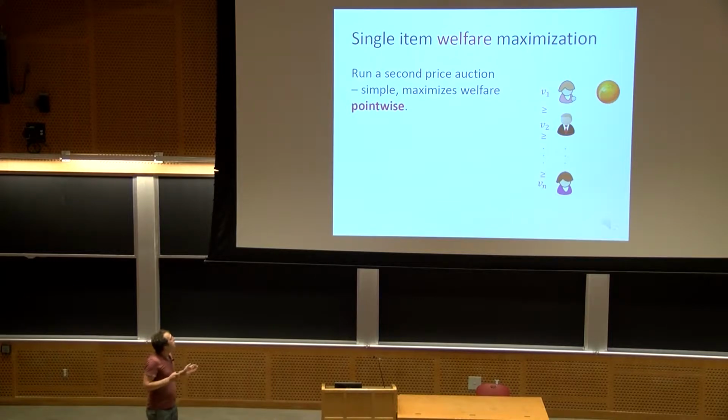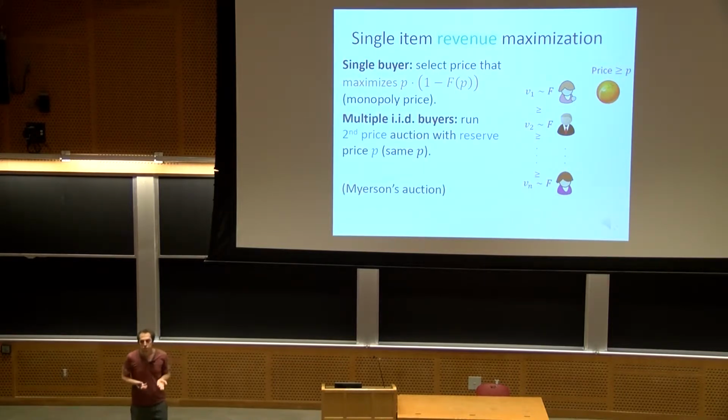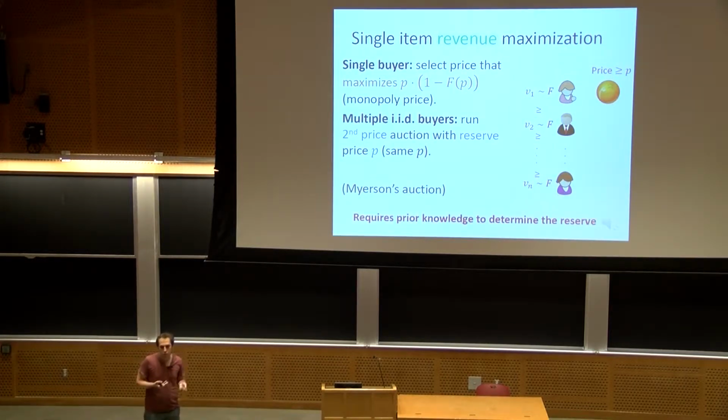Okay, so we said that multi-dimensional settings are complex, so let's start with a single item. This is pretty well known. If we want to maximize welfare, then we can just run a second price auction. We don't need any distributional knowledge, nothing. But if we want to maximize revenue, then now we have to make some distributional assumption, and Myerson gives us the recipe for how to do it. And I stress again that we need to know the distribution in order to maximize revenue.